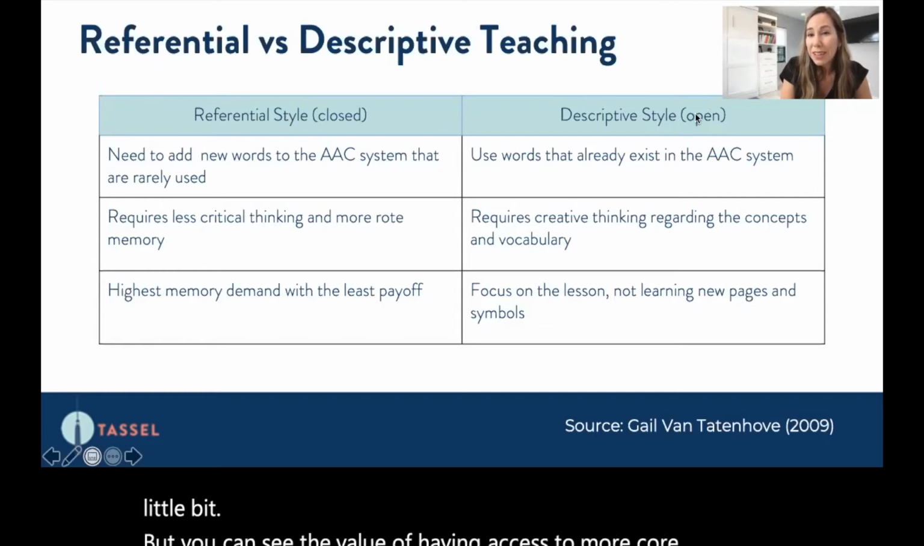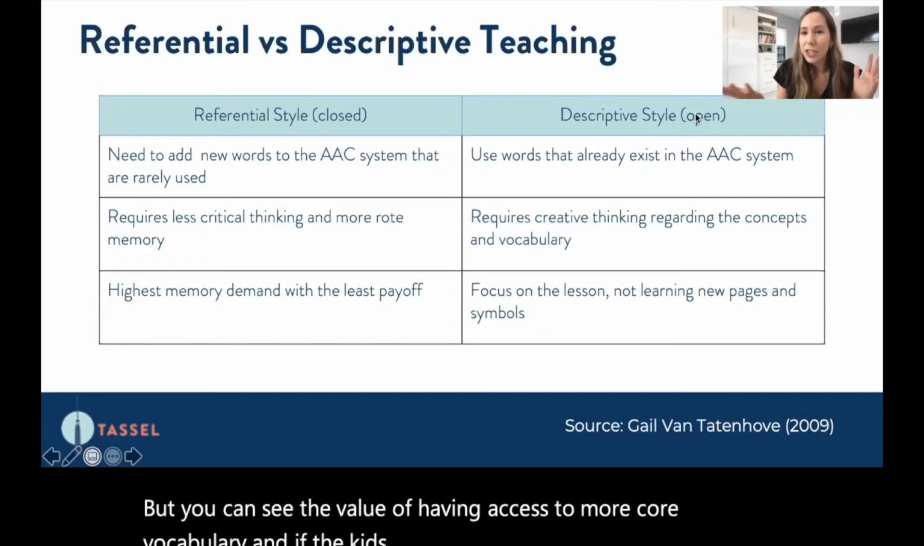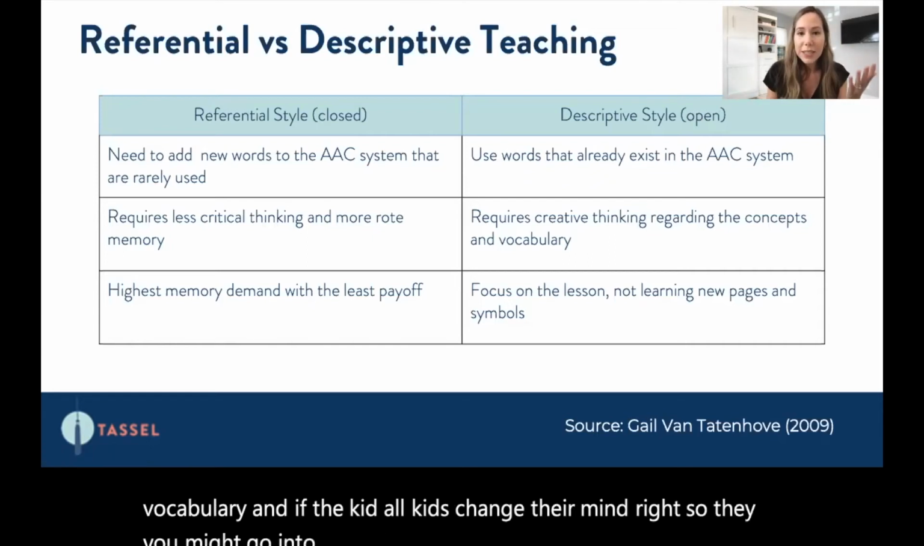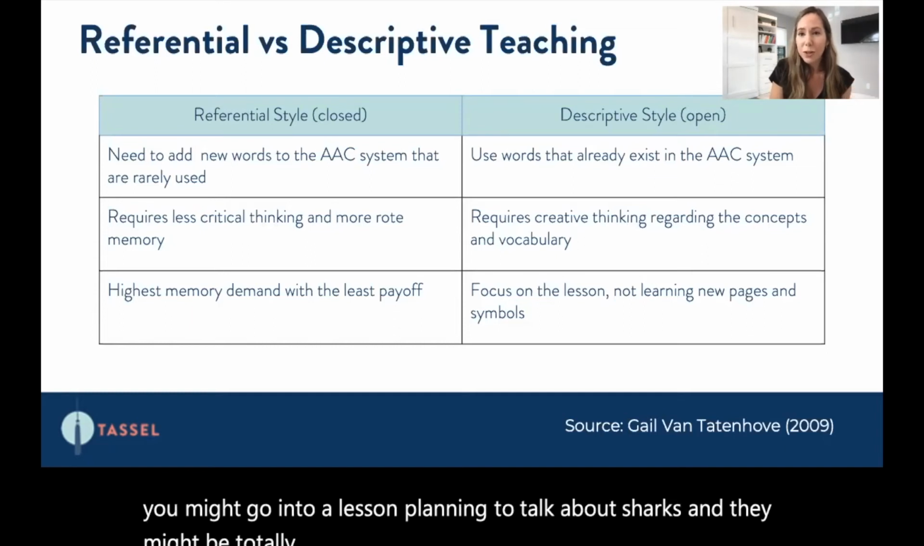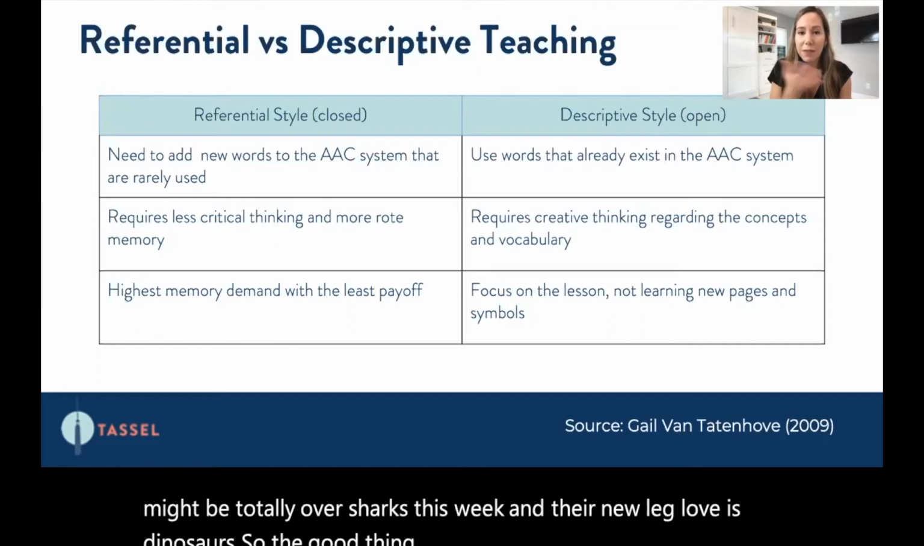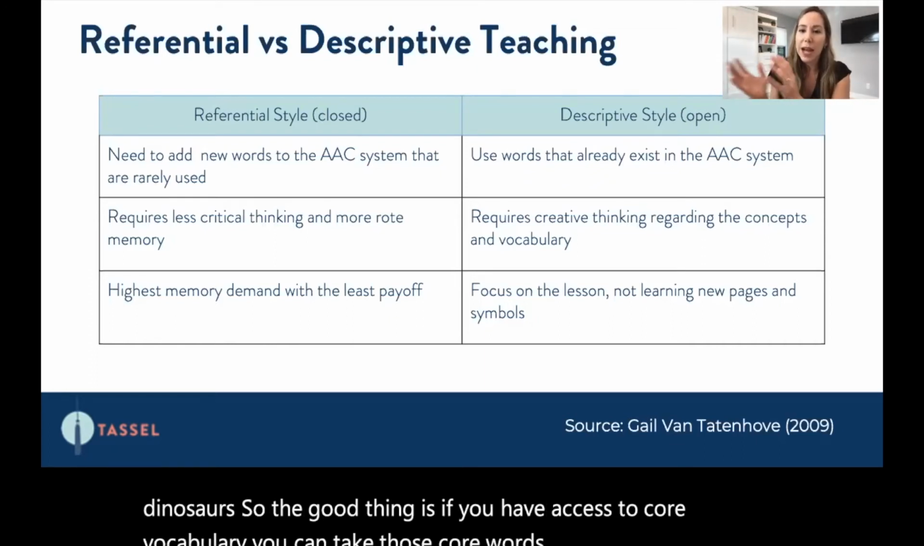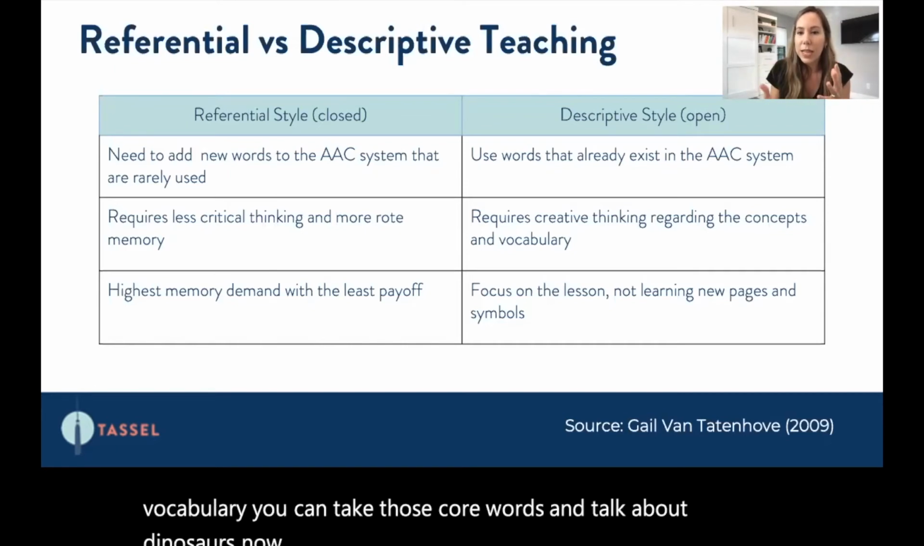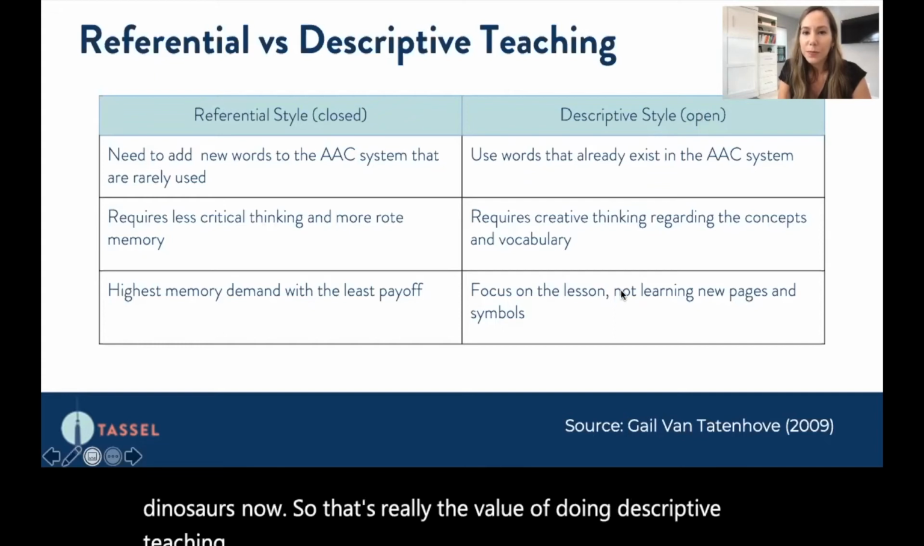Like all kids change their mind, right? So you might go into a lesson planning to talk about sharks and they might be totally over sharks this week and their new love is dinosaurs. So the good thing is if you have access to core vocabulary, you can take those core words and talk about dinosaurs now. So that's really the value of doing descriptive teaching versus referential.